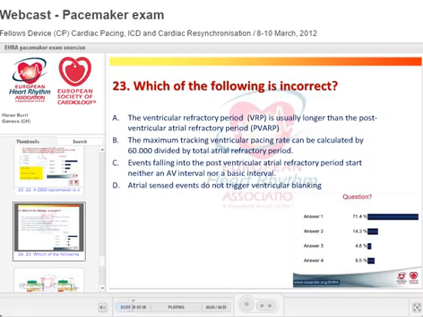Please vote. It's a bit of a toughie, this one. Okay, well that's good, actually. Most of you got it right. I'm pleasantly surprised. Now, the question is, why is the ventricular refractory period shorter than the PVARP? There's a reason for that.